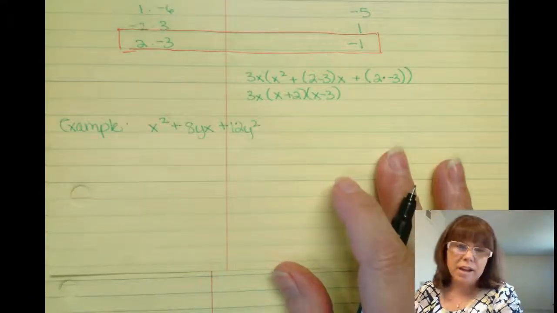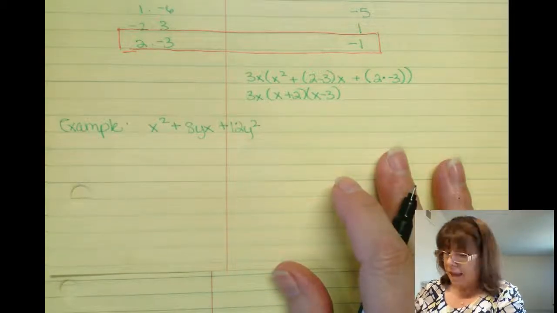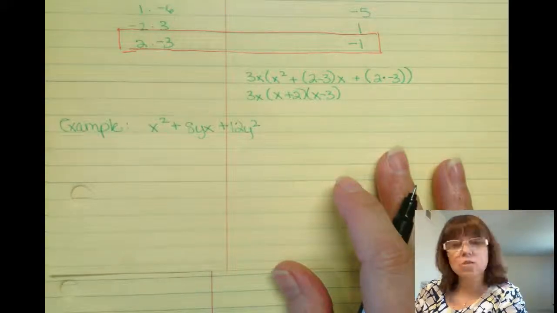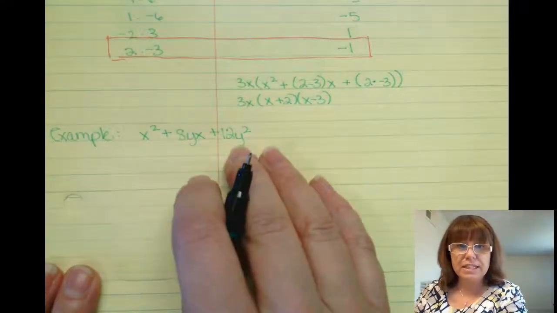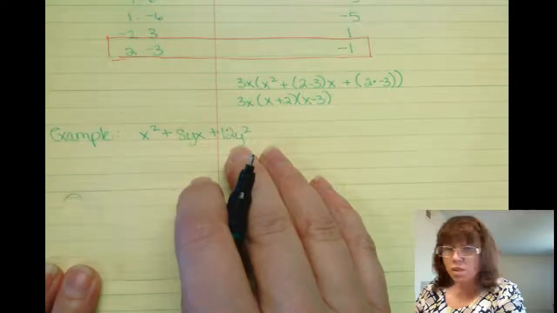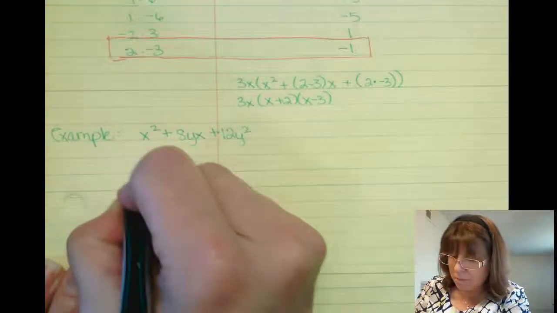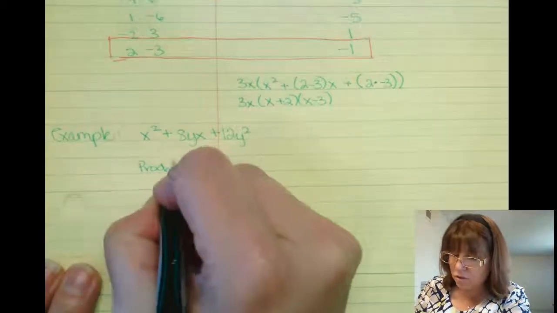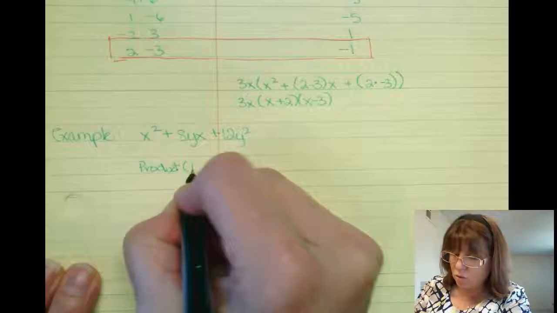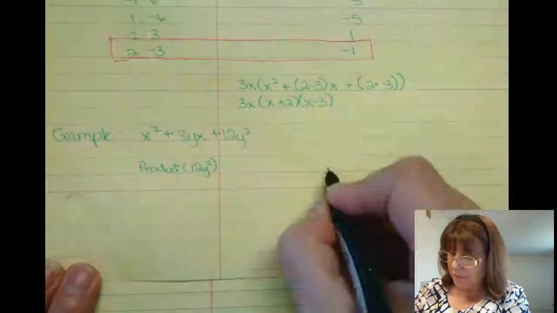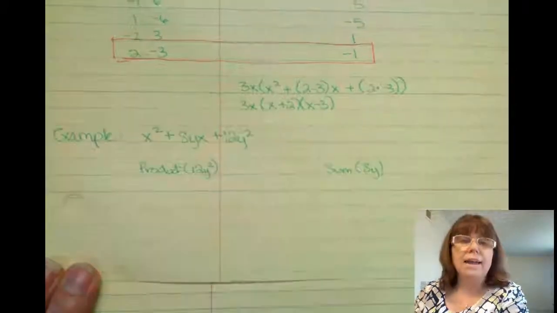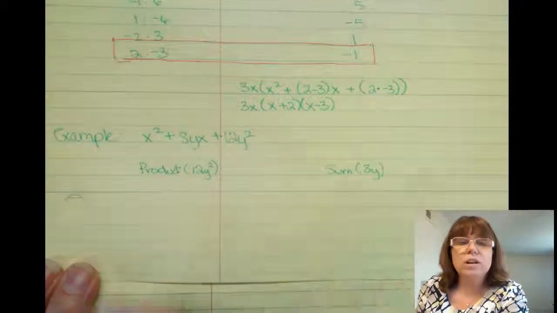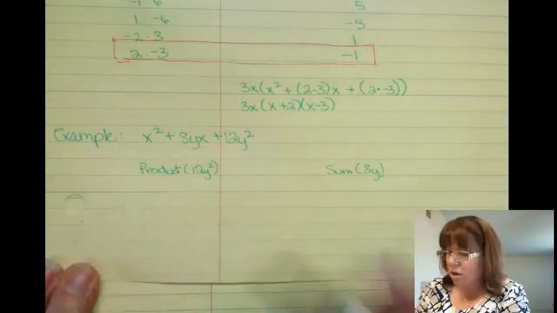This problem may not look like our other ones, but it actually is. x squared plus 8yx plus 12y squared. I'm going to treat it exactly like my other problems, even if that number at the end isn't just a constant. I'm going to treat it the same way. So I need two numbers whose product is 12y squared, but I need them to add to 8y. Now, why did I choose 8y and why did I choose 12y squared?